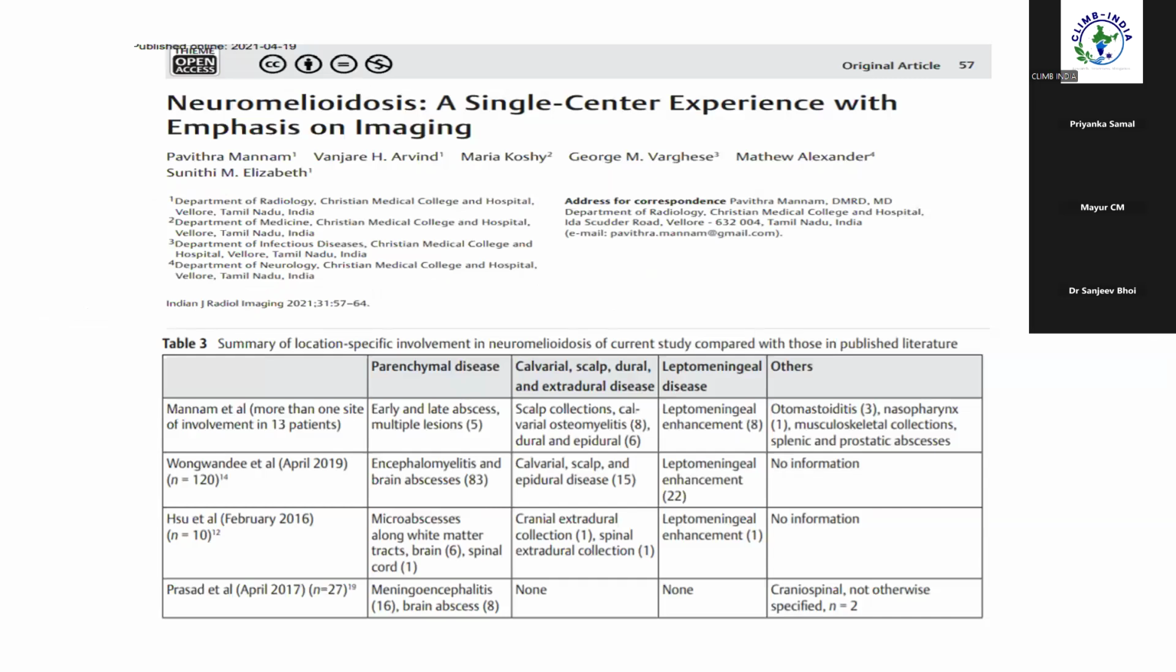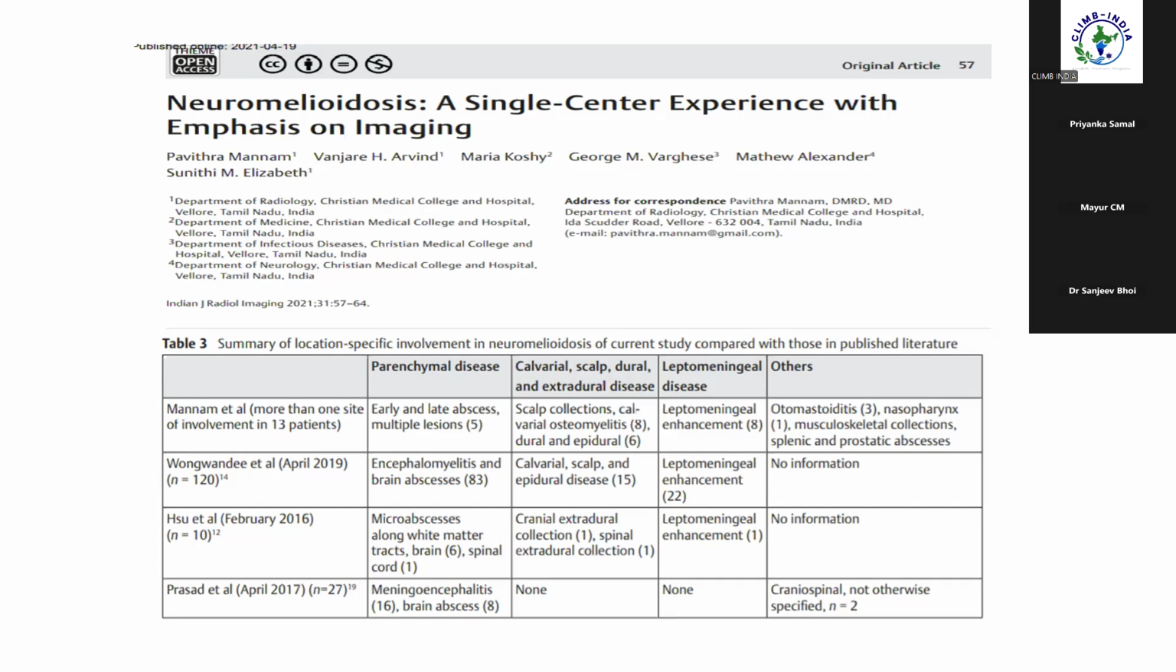In our country, the largest case series was published in 2021 from CMC Vellore. It was a retrospective case study in which the authors compared the lesion-specific involvement of neuromelioidosis with previously published literature. They showed that there was more than one site of involvement in 13 patients out of 18, and 5 patients had pure parenchymal involvement in the form of early and late abscesses with multiple lesions. Also, 8 patients had osteomyelitis, 6 had epidural and dural abscess, and leptomeningeal enhancement was in 8 patients. Other extracranial involvement in the form of otomastoiditis, nasopharyngeal collections, and musculoskeletal collections was seen in other patients.